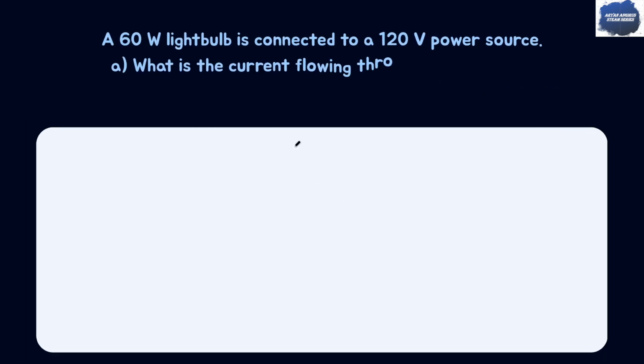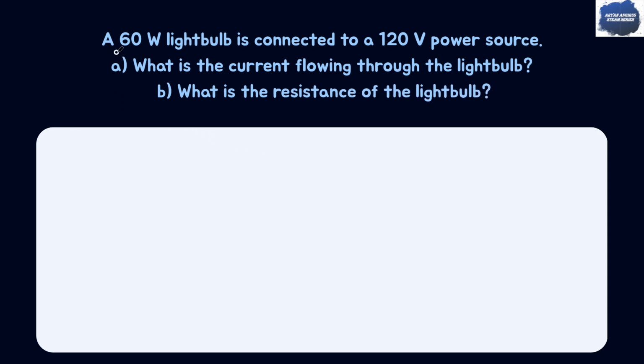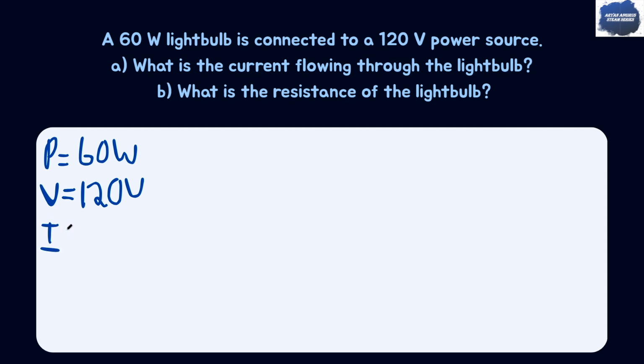This next question is going to be slightly more challenging. A 60 watt light bulb is connected to a 120 watt power source. What is the current flowing through the light bulb? And then the second step is what is the resistance of the light bulb. So there's two things we need to find out. Right now we have the power, which is equal to 60 watts. We have potential difference or voltage, which is equal to 120 volts. We need to figure out current, which is I, and we need to figure out resistance.